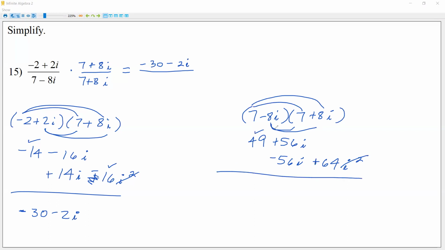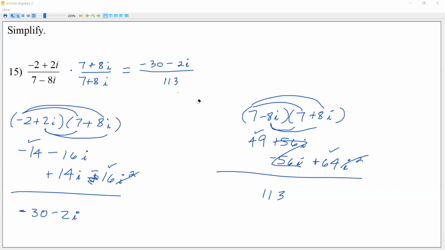All right, so I've got a 49 and a 64. 49 plus 64 adds up to 113. All right, 113. 56i minus 56i, that is 0. So 113 is the denominator here. That's all that I have left. I'm going to erase that just so it's not in the way. Okay, so that is that.